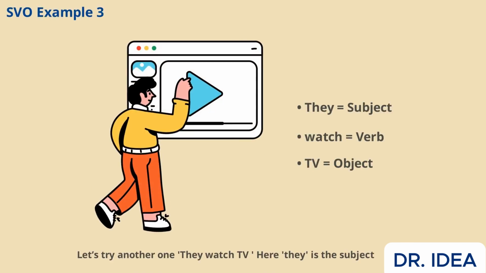They watch TV. Here, they is the subject, watch is the verb, and TV is the object. This sentence shows how you can use SVO to talk about groups of people and different activities. The structure stays the same, making it easy to create new sentences.